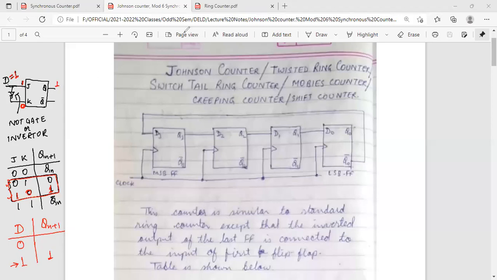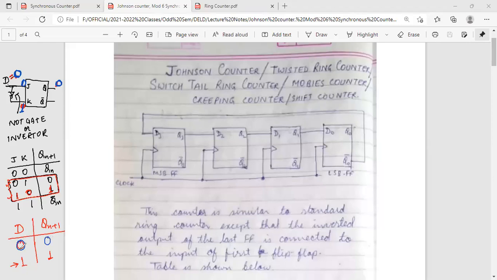On the other hand, if we put D is equal to 0, then what will happen? J is equal to 0 and K is equal to 1, isn't it? Yes, sir. So for this case, what should be the next state? It should be 0. So for D is equal to 0, we are getting the next state equal to 0.